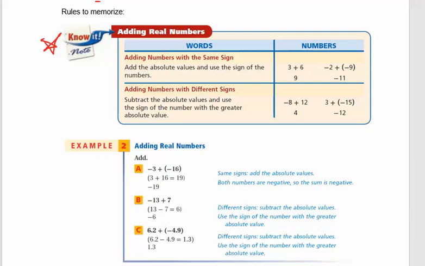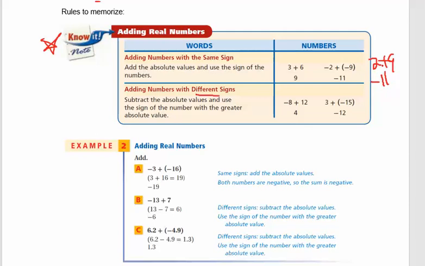So 3 plus 6, you would add 3 plus 6, and it's 9, and they're both positive, so you get 9. If they're both negative, you would add 2 plus 9. The absolute value of -2 is 2. The absolute value of -9 is 9, and that's 11. And then you take the sign of both of them, which are negative. They're both negative, so it's negative 11.